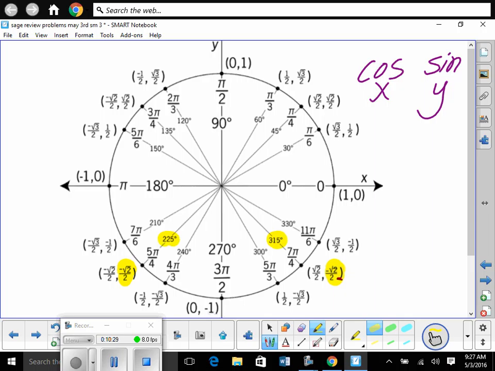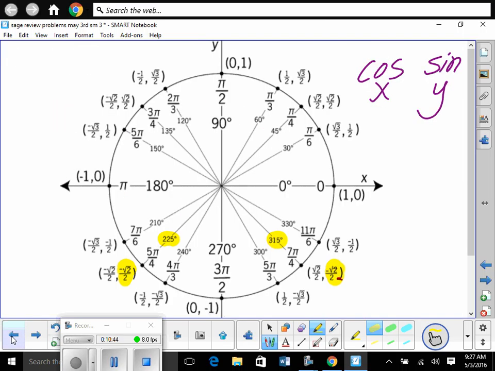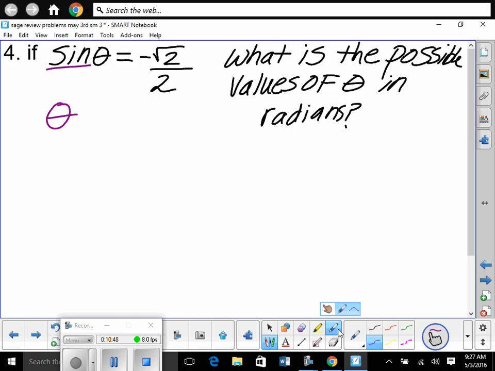But didn't it say what value of theta in radians? In radians, so you would then convert those to radians, wouldn't you? Isn't the answer 225 degrees in degrees? And 315 in degrees. So that's how we'd answer it. 225 and 315. We wouldn't type this in yet, 225 and 315.